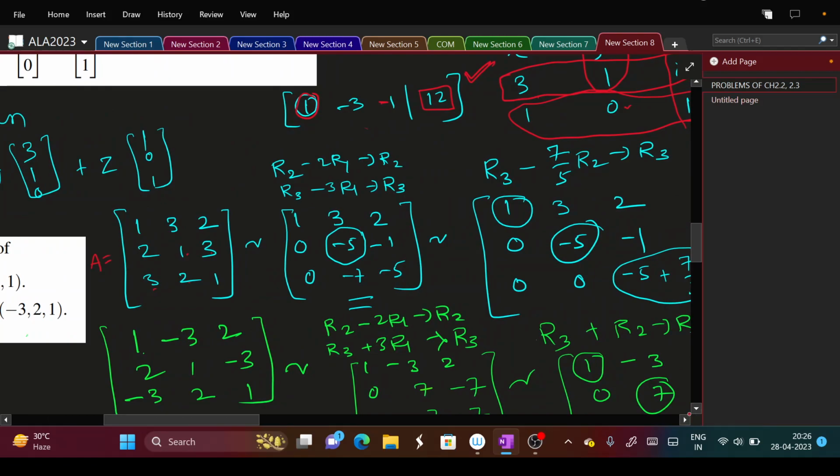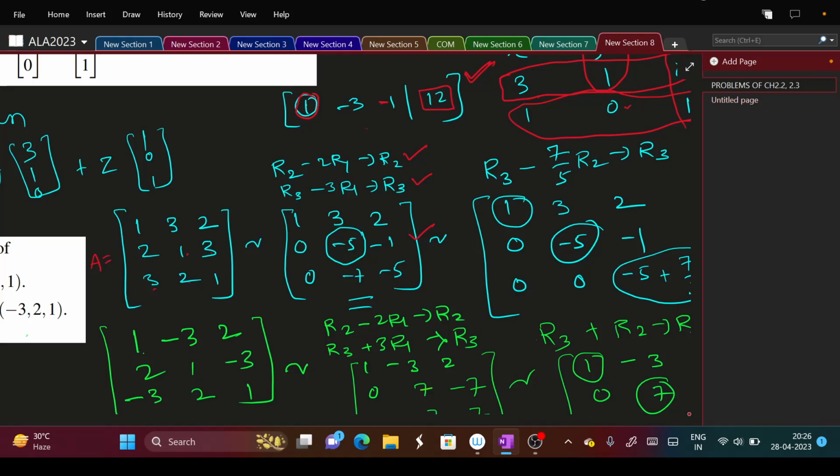So how to convert? The first row is multiplied by 2 and subtracted from the second row; this operation is done to get this result. Similarly, R3 minus 3R1 stored in R3 gives me 3 minus 3 is 0, 2 minus 9 is minus 7, 1 minus 6 is minus 5.